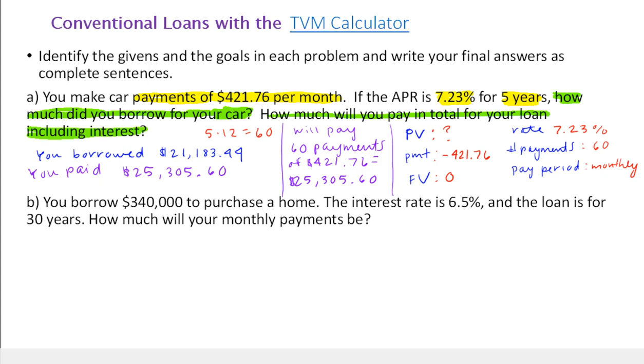Okay, this is the same idea, except now we're purchasing a home instead of a car. So let's highlight the given information. You borrow $340,000 to purchase a home. The interest rate is 6.5% and the loan is for 30 years. And you are asked, how much will your monthly payments be? So this is our goal.